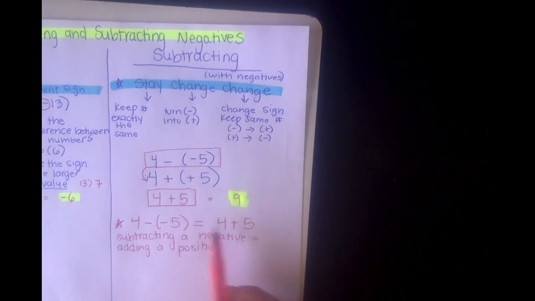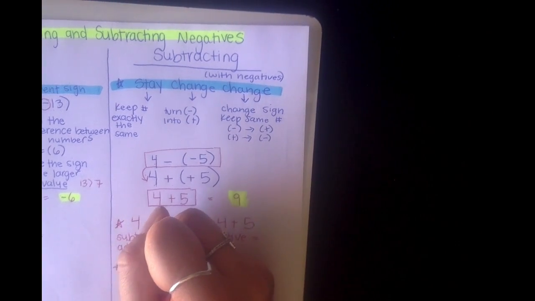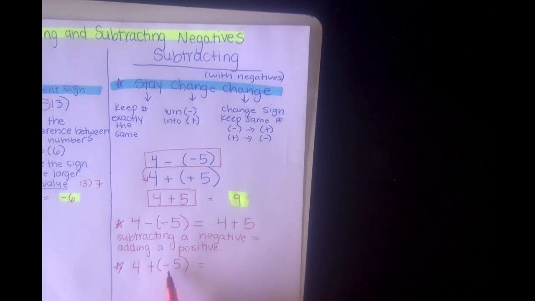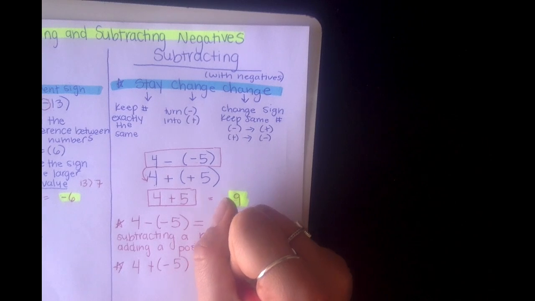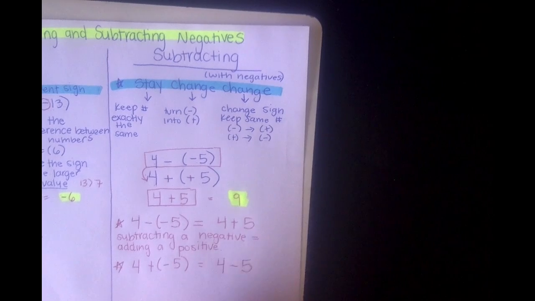Subtracting a negative is the same thing as adding a positive. And on the other hand, if I had something like 4 plus a -5, remember, adding a negative is the same thing as actually subtracting a positive. So this is the same thing as 4 minus a +5.